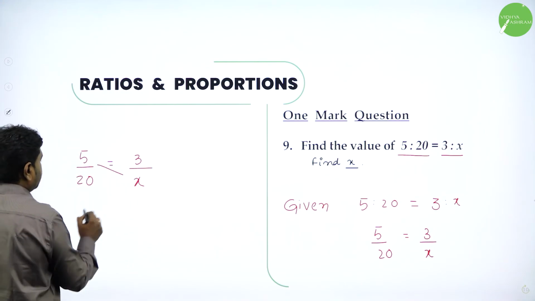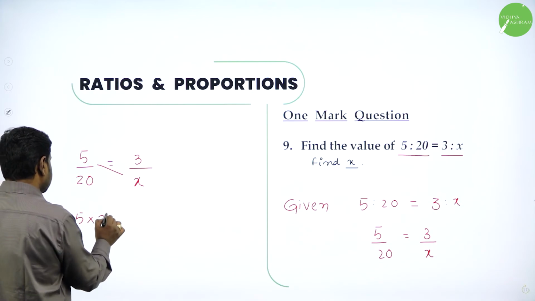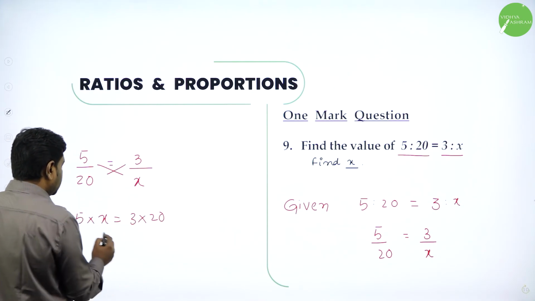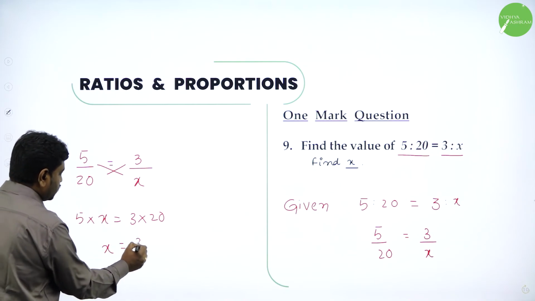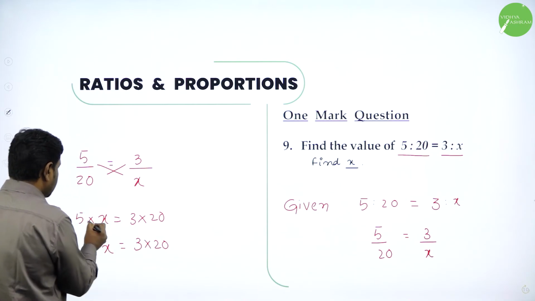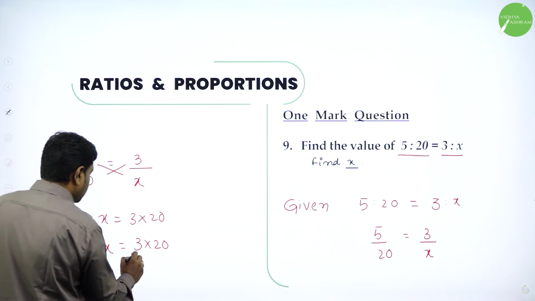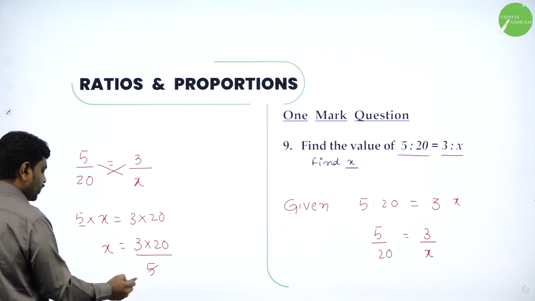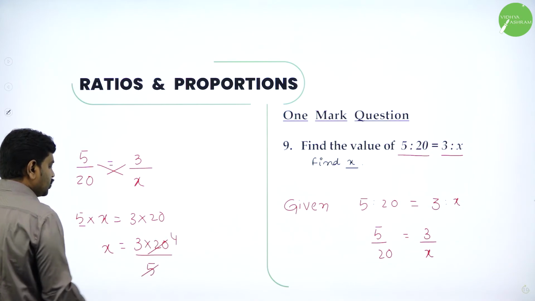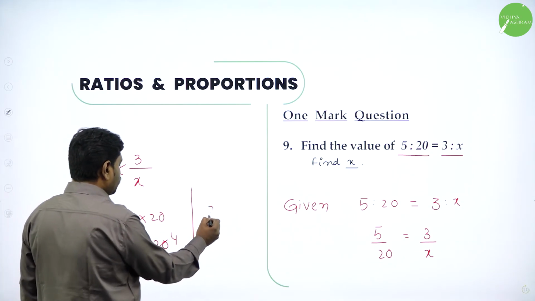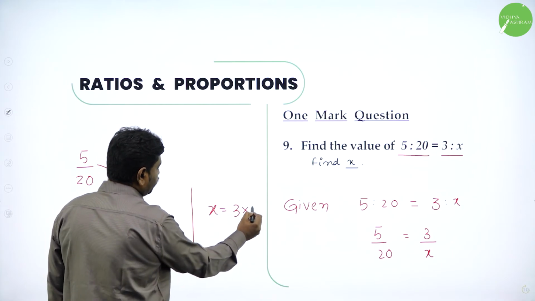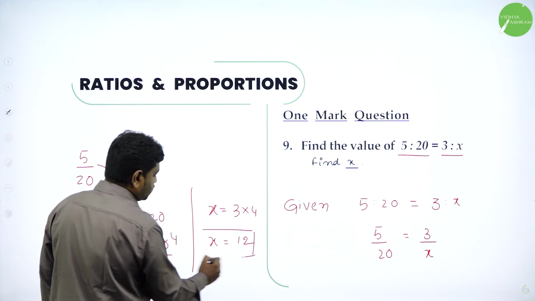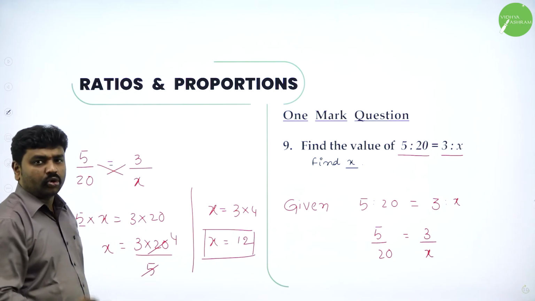If I cross multiply, 5 into x is equal to 3 into 20. Further we need x. X is equal to 3 into 20, and transferring the 5 to the RHS, it will become divided by 5. 5 1s are 5, 5 4s are 20, so you are left with x is equal to 3 into 4. What is x? 3 4s are 12. They want you to find the value of x, and the value of x is 12. I hope all of you got this.